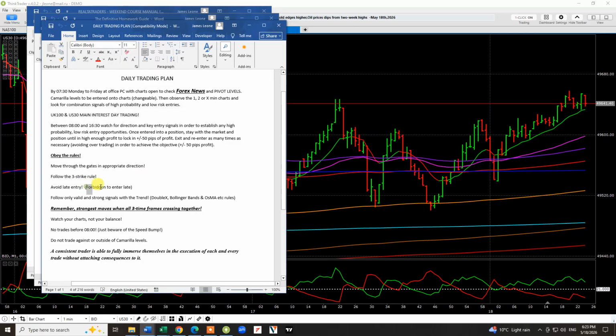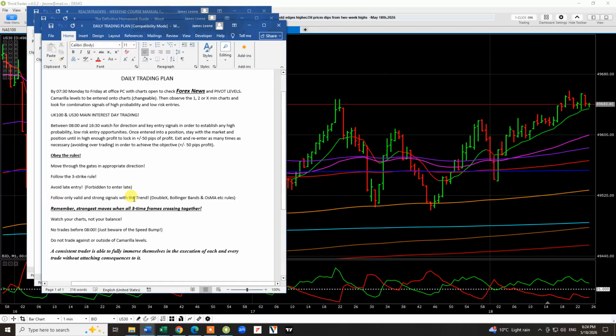Avoid late entry. Ideally, you're forbidden to enter late, but you're a grown-up. I can't tell you not to. You shouldn't enter late. There are 2 ways to look at it. 1, your risk is bigger because the stop loss is still in the same place. And 2, you didn't believe it when it was a real signal. You don't deserve it now. Don't trade late. Don't enter late.